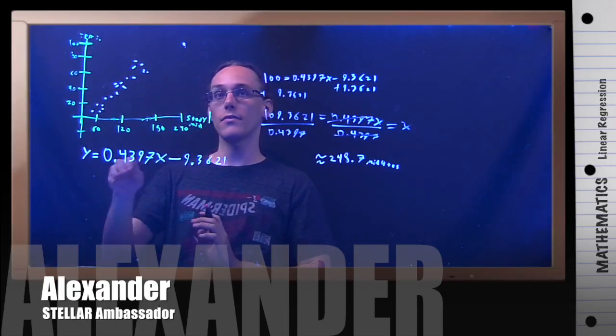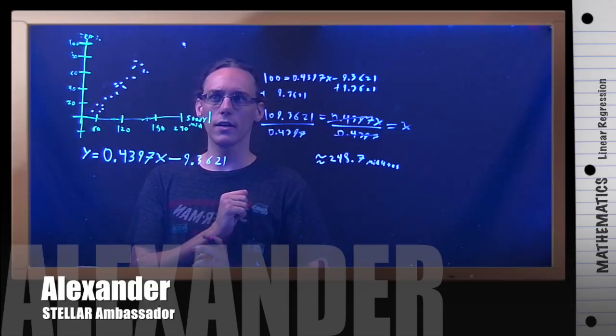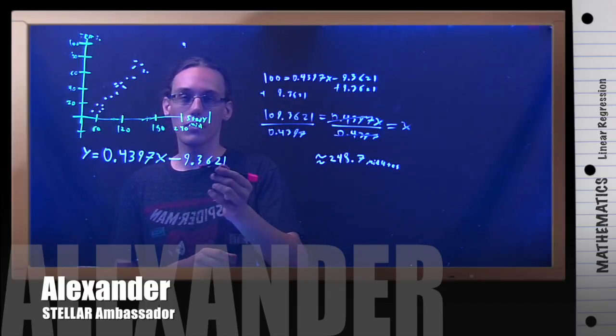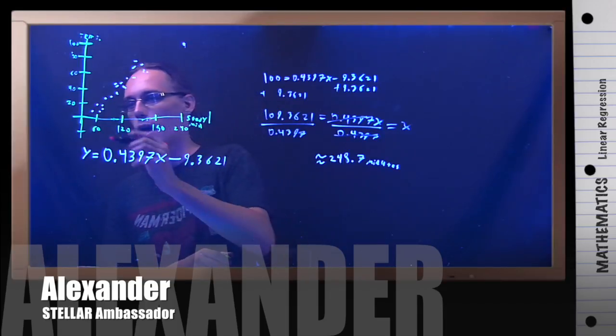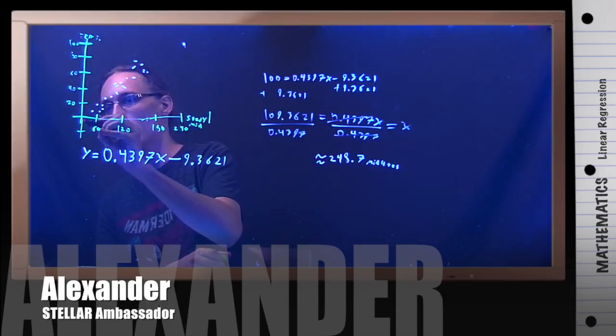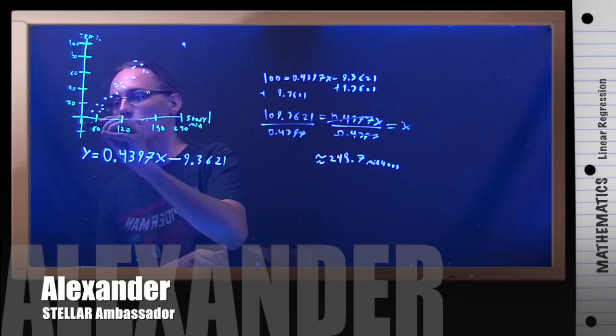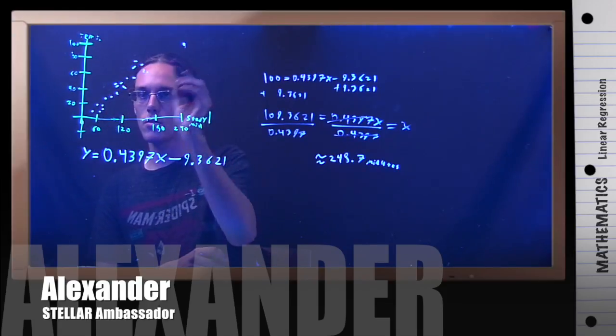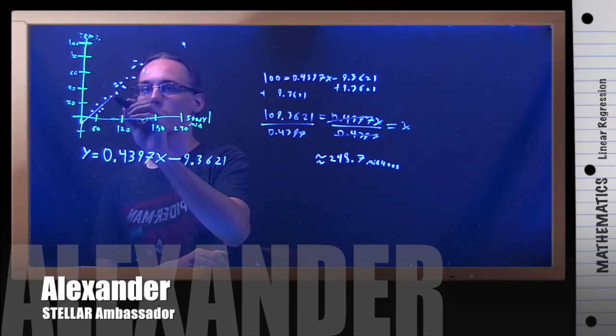And notice if I were to graph this line, let's go ahead and do that right quick. The y-intercept is negative 9.3621, and that would be about here. Remember, these tick marks are units of 20. So that would be about here. And then I would just go straight up from there.